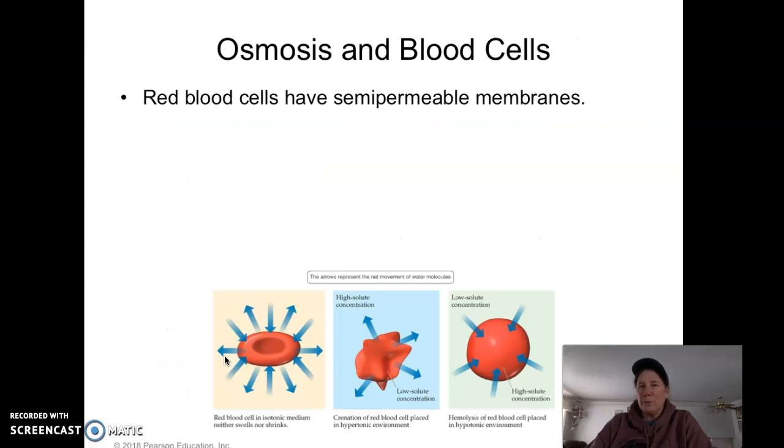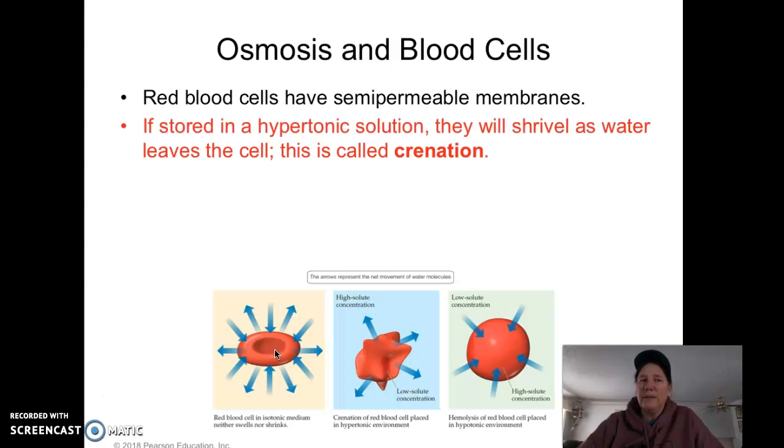Here's just to show you what happens with blood cells. Here are our blood cells. Out here is your normal body fluids, which I said is a 0.9% salt solution. They have a semi-permeable membrane. Our red blood cells are very important to us because they move oxygen around and pick up waste, and they have semi-permeable membranes so that they can pick up stuff. Now, if you take a red blood cell and store it in a hypertonic solution, meaning high, they will shrivel up because out here you have a higher salt concentration.